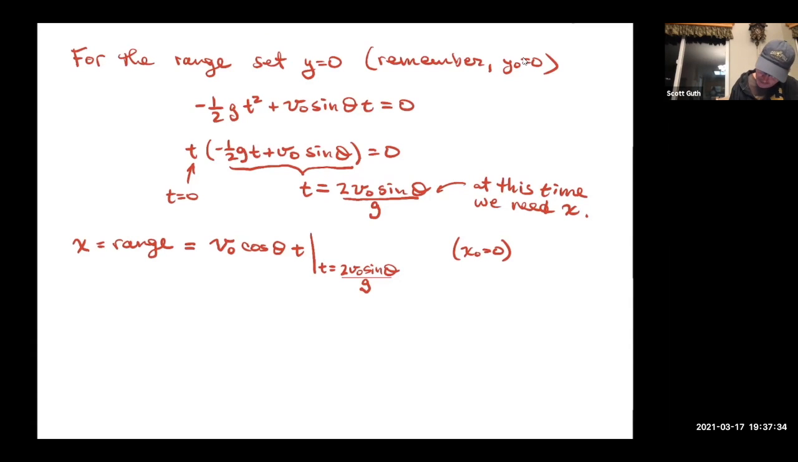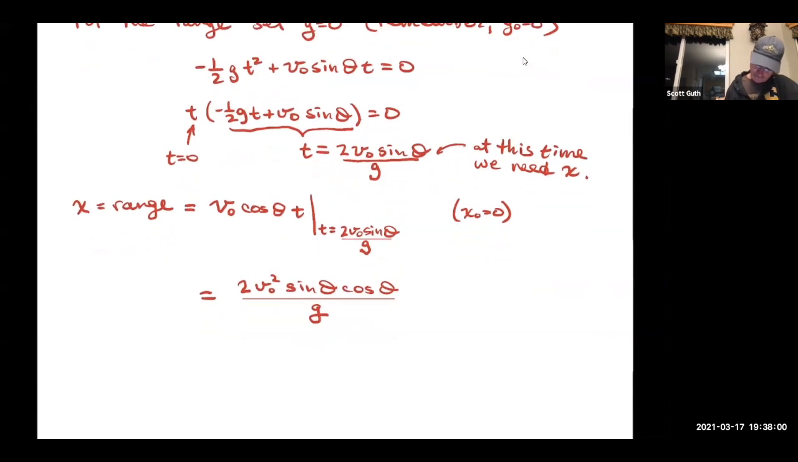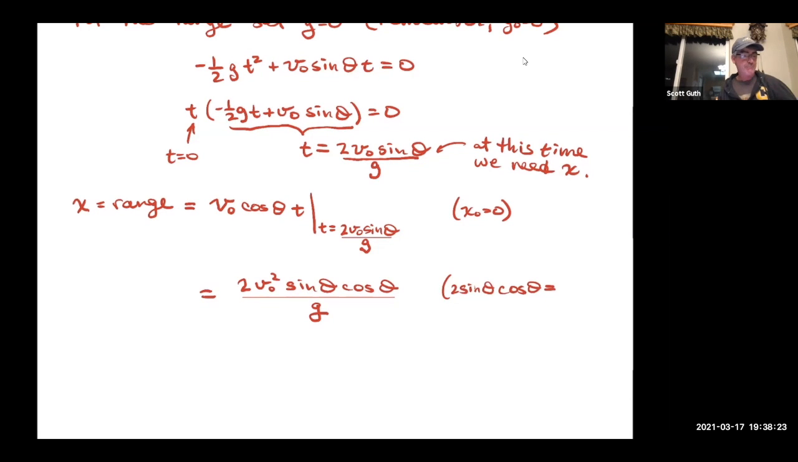So in the end, it looks like there's a 2, a v naught squared, and then there's a sine theta cos theta over gravity. But you know that 2 sine theta cos theta is what? I know you know, you won't say. Okay, fine. So sine 2 theta.